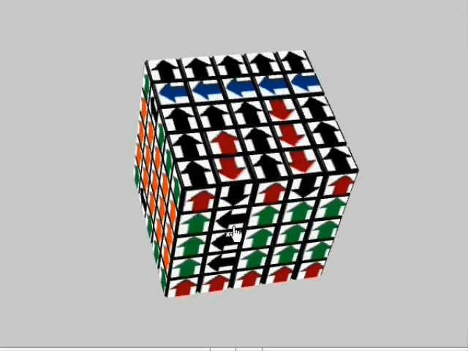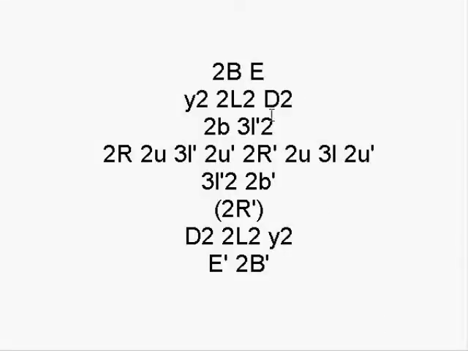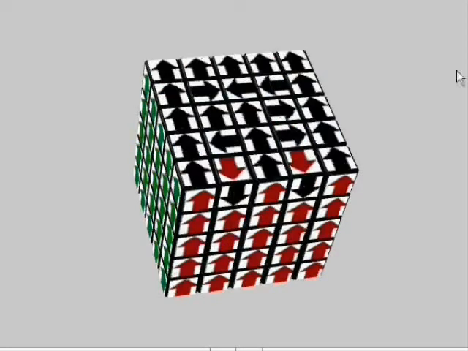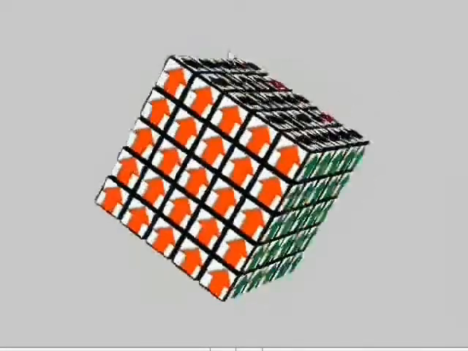So now what's going to happen, because this wasn't affected before, all the black pieces from here are going to swap with these, and these are going to go where the red pieces went. So now black will swap with black. These are the setup moves, 2B, E, and then you invert them, E prime, 2B prime. And look what happens. Wow. It is a pure algorithm.